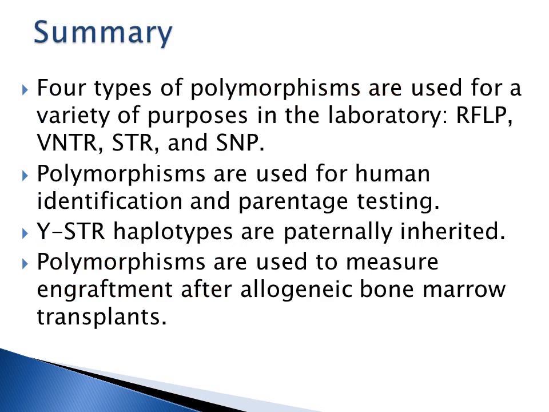So in summary, there are 4 types of polymorphisms used for various purposes in the laboratory, and these specifically are RFLP, VNTR, STR, and SNPs. Polymorphisms are used for human identification and parentage testing. Y-STR haplotypes are paternally inherited. Polymorphisms are used to measure engraftment after allogeneic bone marrow transplants.